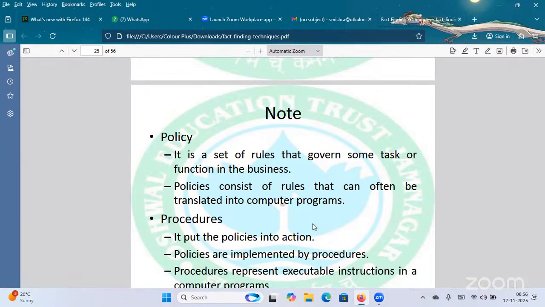So policy is nothing but a set of rules that govern some tasks or functions in the business. So it consists of rules that can often be translated into computer programs.